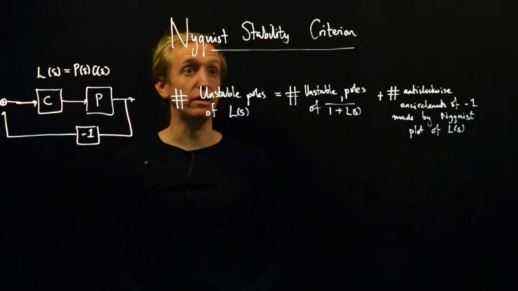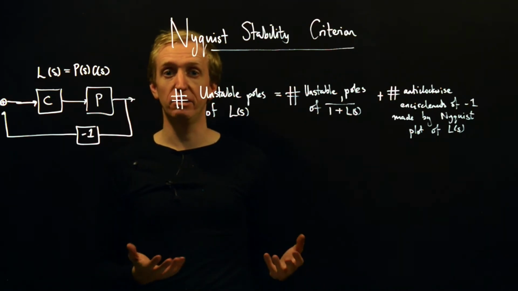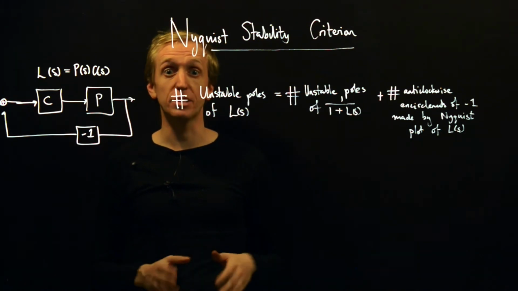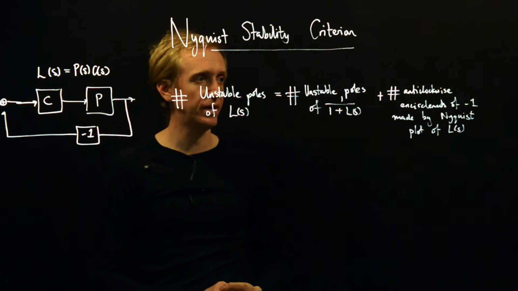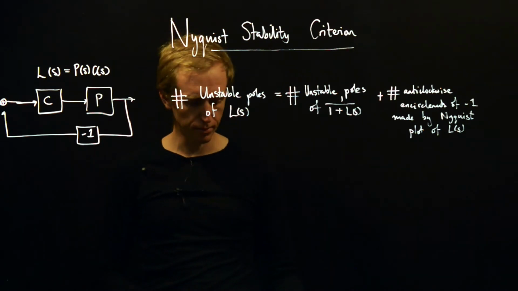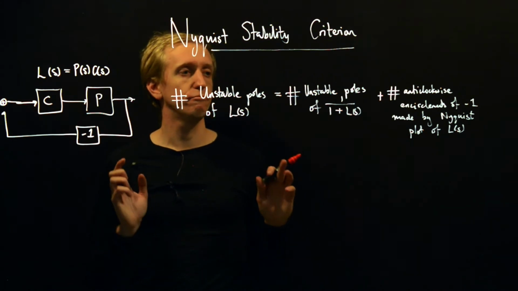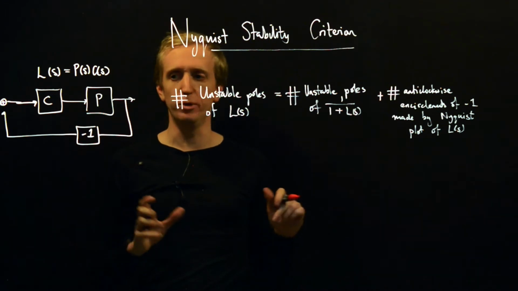So this is the Nyquist stability criterion, and what we want to do in the rest of this mini lecture is just derive this using the argument principle that we built up in the past. And then we'll go on and do some examples after that. So if we wanted to derive the Nyquist stability criterion with the argument principle, well, what would we do?